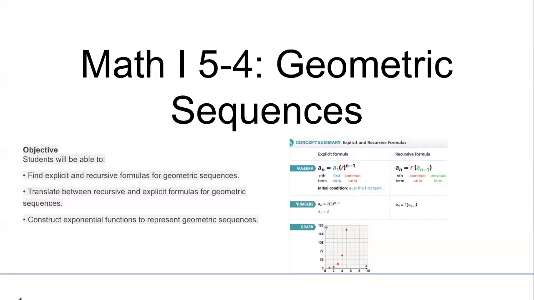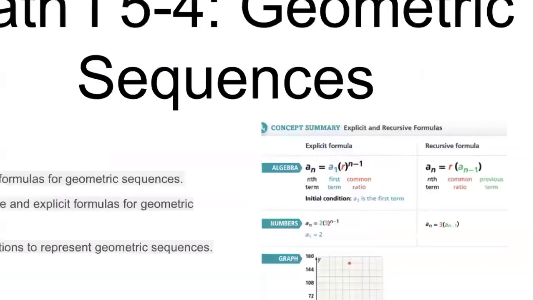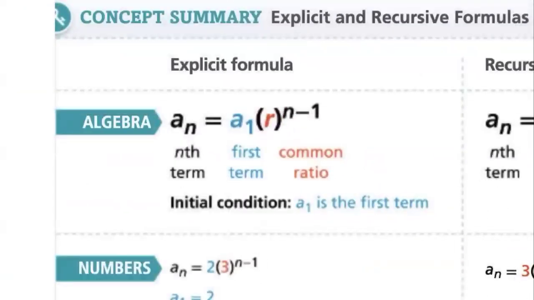Okay, geometric sequence. It's honestly kind of the same thing as what we learned in the previous chapter with arithmetic sequence. So it has its own formula. Here we have the explicit formula: a sub n is equal to a sub 1 times r to the n minus 1. So a sub 1 is always the first term, and r just represents the common ratio.